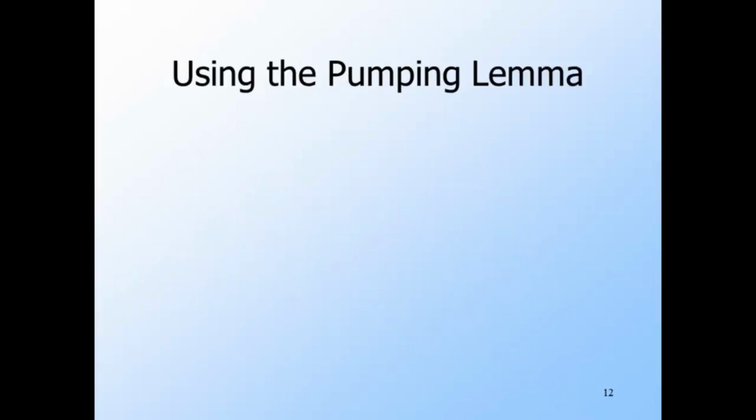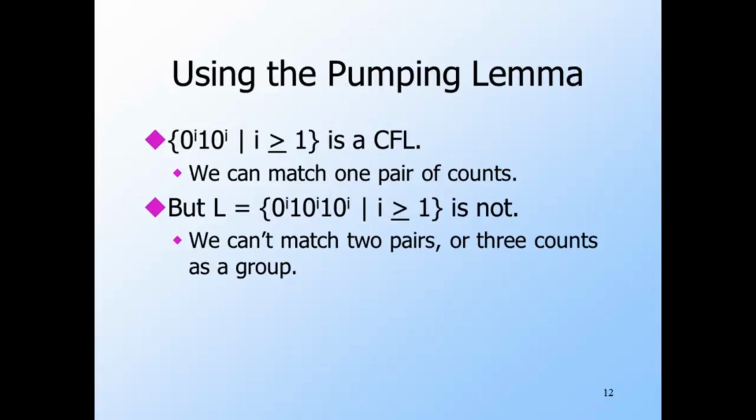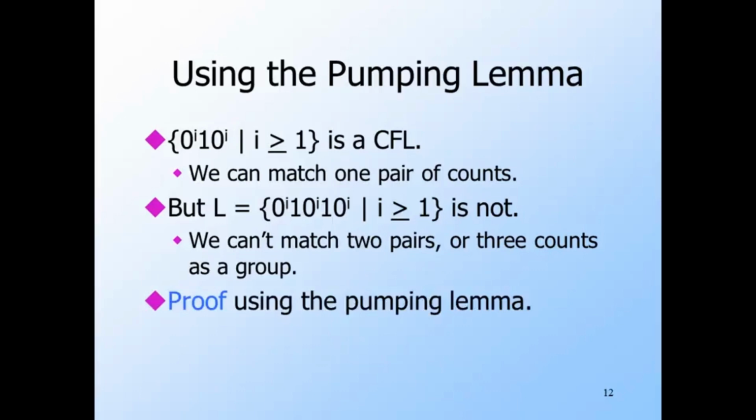Let's look at an example of how the pumping lemma can be used to show a language not to be context-free. This language, which involves matching the counts of 2 blocks of zeros, is context-free. A grammar or PDA for it is easy to construct. The ideas are very much like what we saw for the language 0 to the n, 1 to the n. But give the language 3 blocks of zeros, all of which must be the same length, and we're suddenly outside what context-free grammars can do. We can prove that using the pumping lemma for context-free languages.